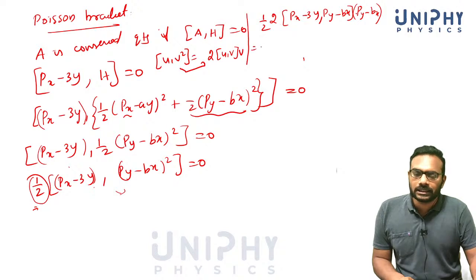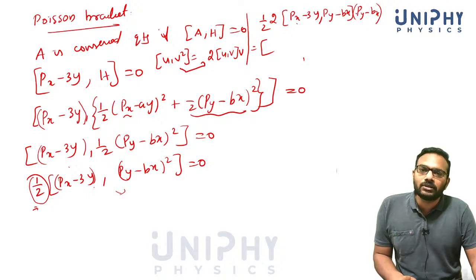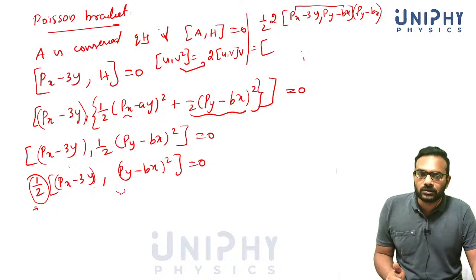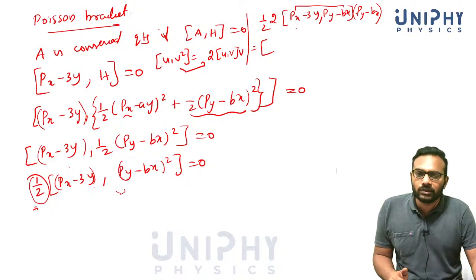So that is equal to this, get cancelled. So what is this? Px minus 3y with py minus bx. Again, you need to take only non-zero commutators. We know that px with bx is non-zero and 3y with py is non-zero. All other terms are 0, because px with py is 0, 3y with bx is also 0. So you take the non-zero commutators, you see that this becomes px with minus bx, and then you have got this minus 3y with py, multiplied by py minus bx. This is equal to 0.